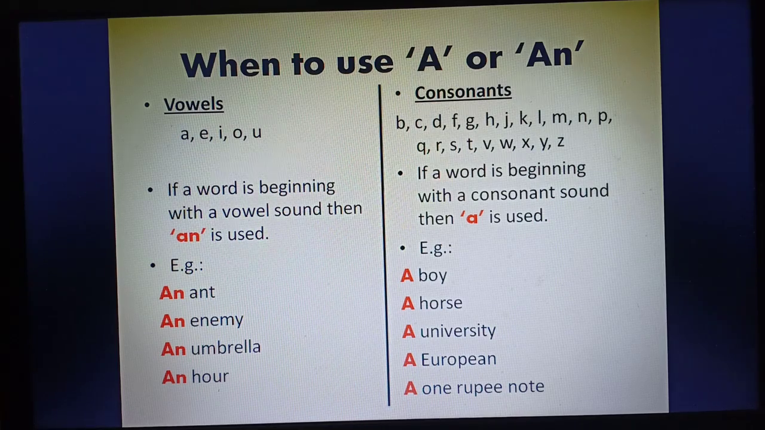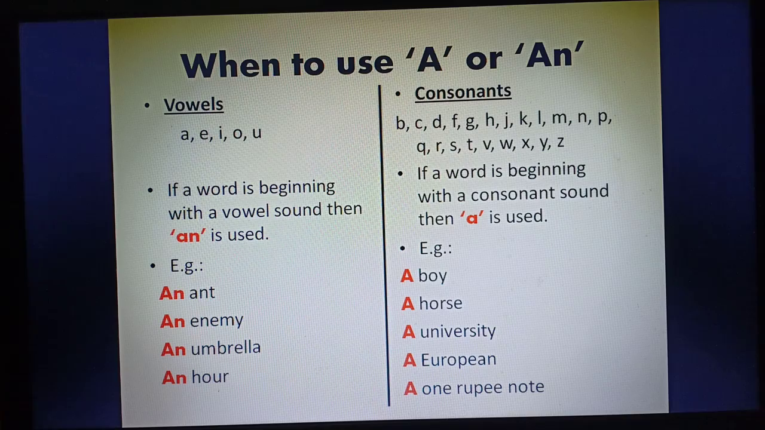And examples of consonants, let's see. A boy, a horse, a university, a European, a 1 rupee note. See children, before university, European and 1 rupee note, we are writing a. Even though the words are beginning with vowel letters, why are we writing a? Because their sounds are of consonants. That's why we are writing a university, a European, a 1 rupee note.